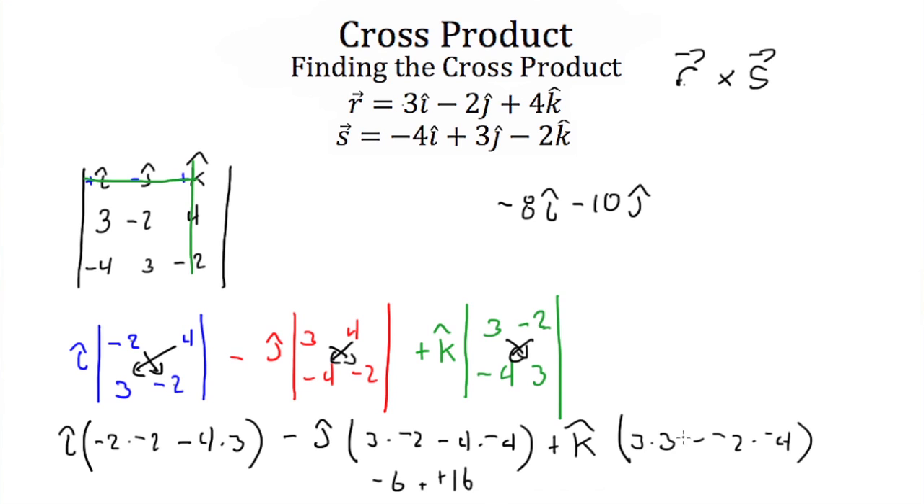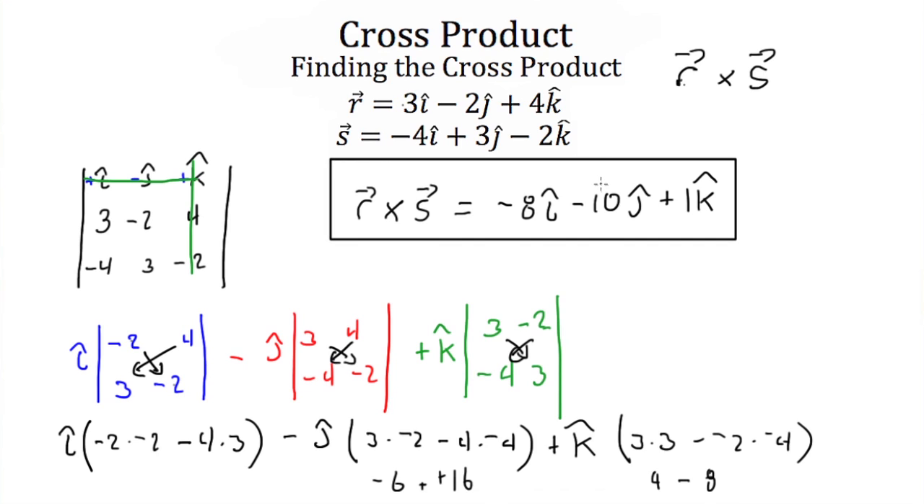3 times 3 is 9. Minus negative 2 times negative 4 is a positive 8. So 9 minus 8 is 1. 1 times k, so plus 1k. So r crossed with s would be equal to negative 8i minus 10j plus 1k. This is a vector, which is what we should get when we find the cross product of two different vectors. So this is our solution, and that's how you find the cross product of vectors.